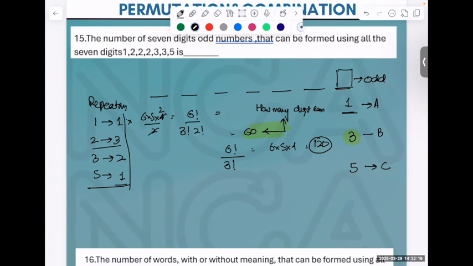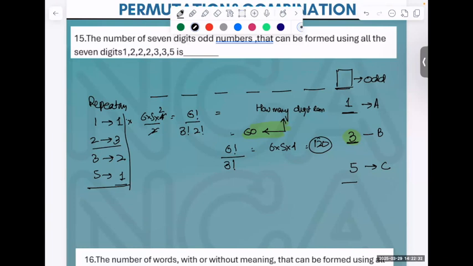2 factorial, but 3 is coming twice and already 3 is used in the last digit. Yes, correct. Now we have 5. We have already used 3, we used it in the last place. 6 ways of filling, 6 factorial.